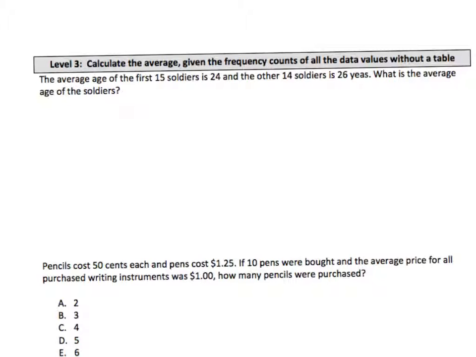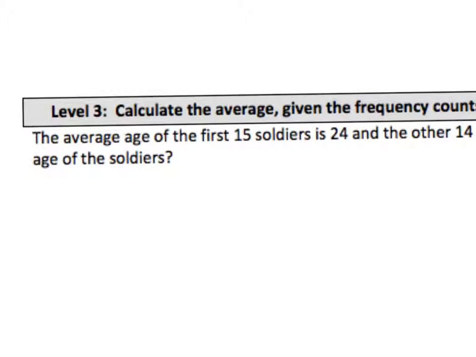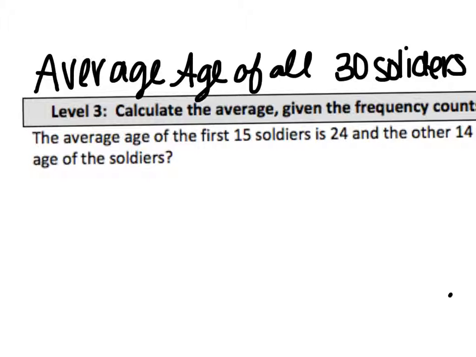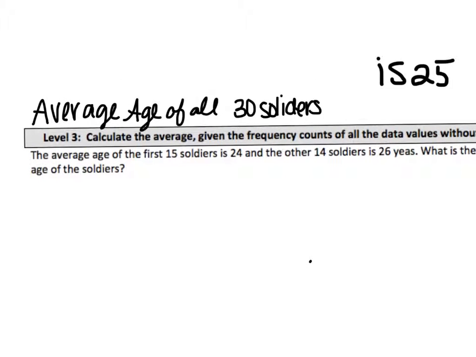We're going to keep the first sentence. It says the average age of the first 15 soldiers is 24. The other 14 is 26. What you need to add is that the average age of all 30 soldiers is 25. So we're talking about 30 soldiers here. The average age of all of them is 25. The first 15 have an average age of 24, and the other 14 is 26.